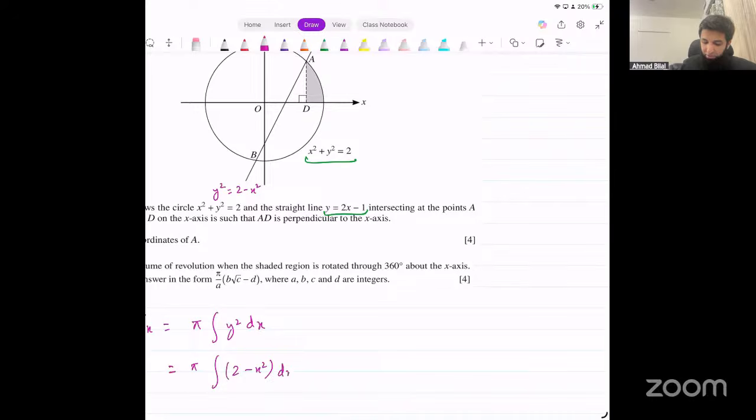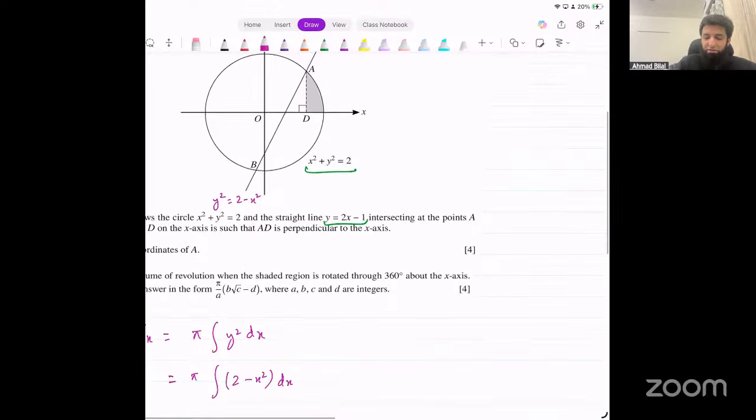And now the only problem is you have to find the limits for this. What are the limits going to be? This is the origin. The equation is x squared plus y squared equal to 2. What's the radius going to be? Radius is going to be square root of 2, right? Square root of this number. That means this point here is square root of 2. So your upper limit is going to be square root of 2.